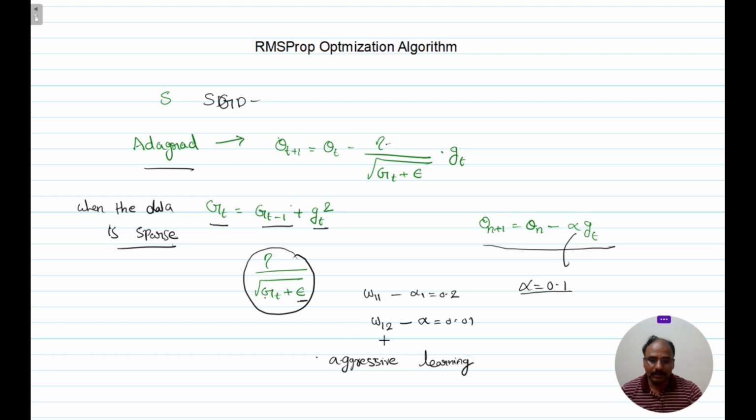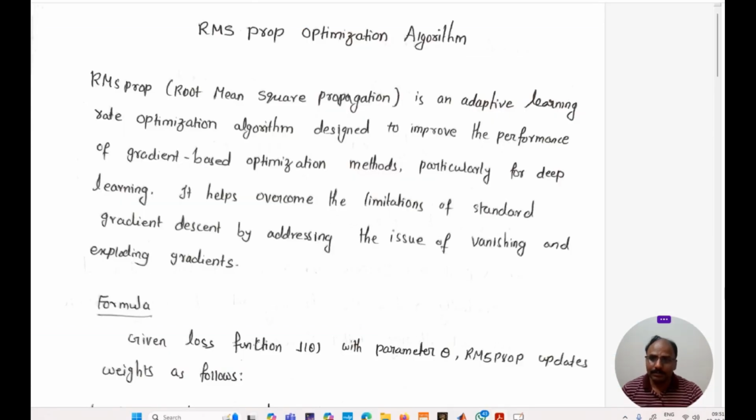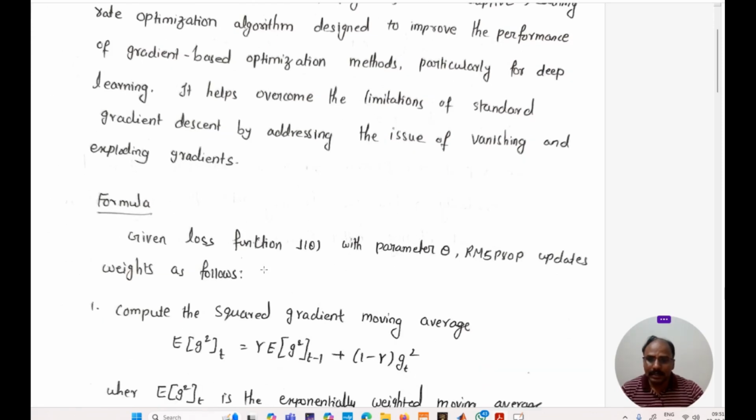Due to the aggressive learning, sometimes it will be very fast, sometimes it will be very slow. That's a disadvantage of the Adagrad algorithm. This can be overcome by RMSProp. Instead of taking it like this, we take a squared gradient moving average. We compute the gradients in the form of a squared gradient moving average.